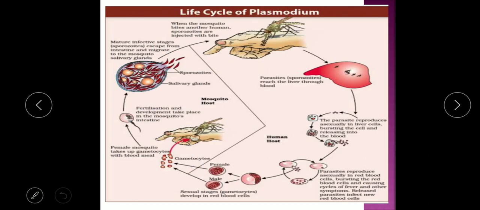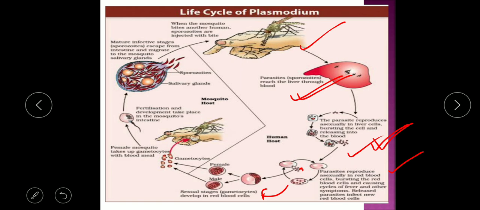Then the life cycle, here you can see what is happening. The mosquito is biting. The parasite, the sporozoite, reaches the liver through the blood. In the liver cell they reproduce, and the liver cell bursts and they are released into the blood. The parasite reproduces asexually in the RBCs, resulting in the bursting of the RBC and other symptoms. When the RBC bursts, high fever occurs, and the released parasites affect other RBCs.